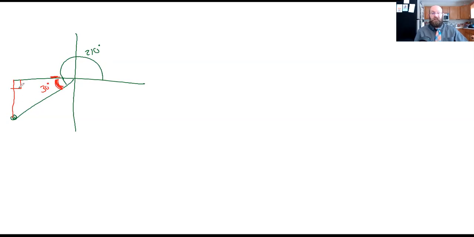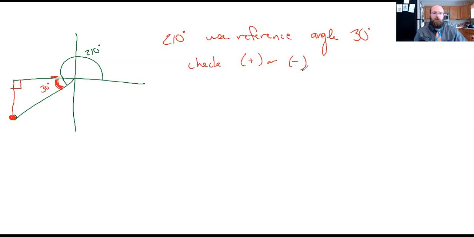Ooh, that's nice, right? Because that means this is a 30, 60, 90 triangle. So that's kind of cute. So for 210 degrees, I'm going to use my reference angle of 30 degrees. Then I have to check whether it's positive or negative. So let's look at this here. Sine of 210 degrees is going to be the same number as sine of 30 degrees, okay? There's a 30-degree angle here, so I'm going to draw that on here. All right, there. So this is another 30 degrees.